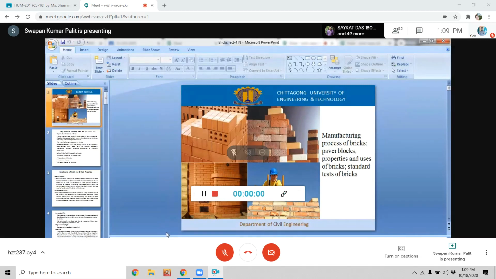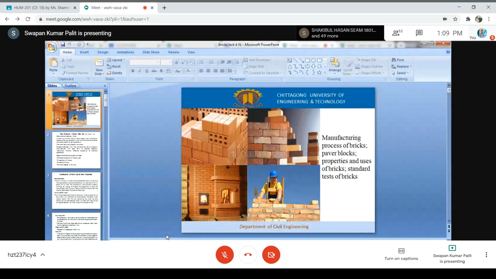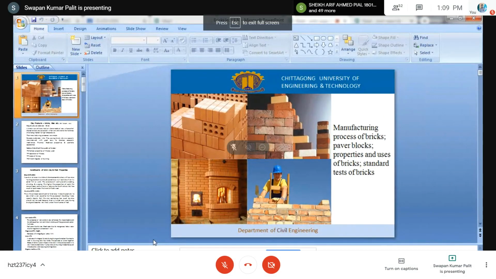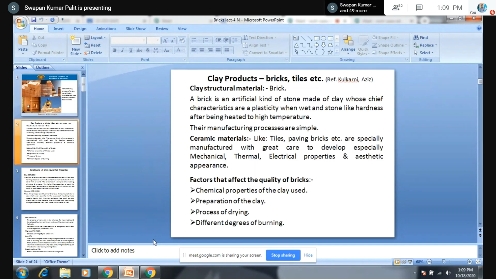Type of construction also. So you can see here various types of bricks, and one constructed building, another where construction is going on. So one person is constructing a brick wall, I think. So let us start with brick.